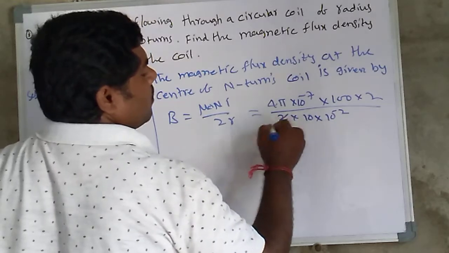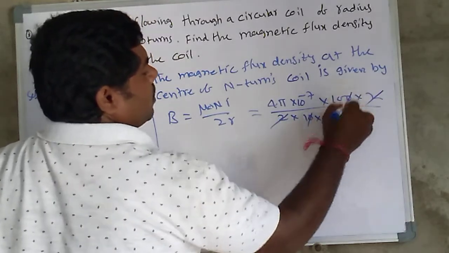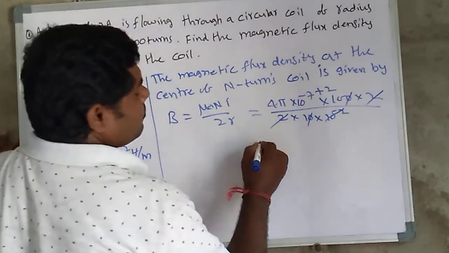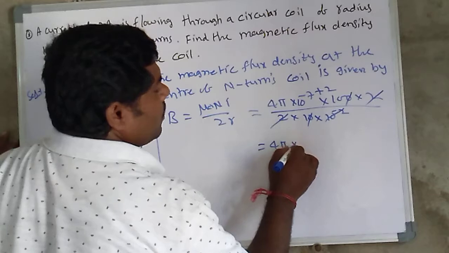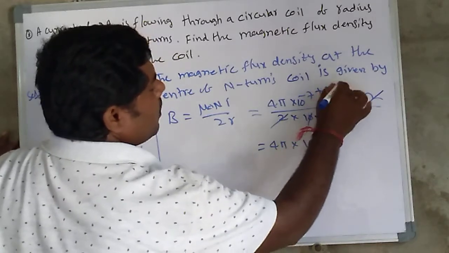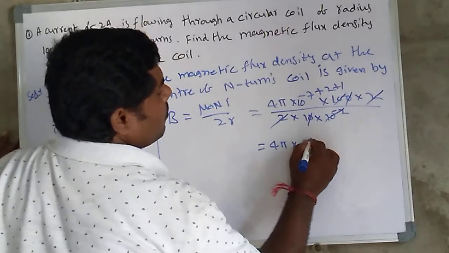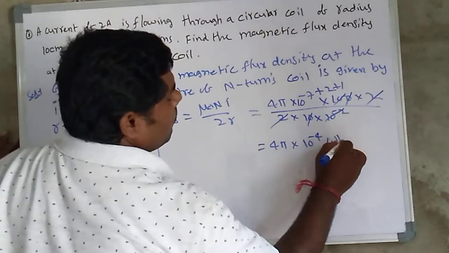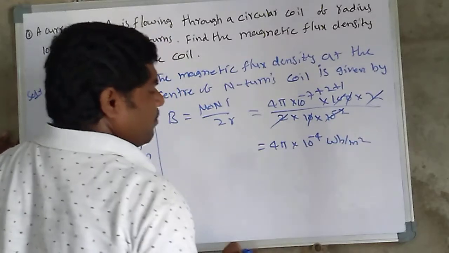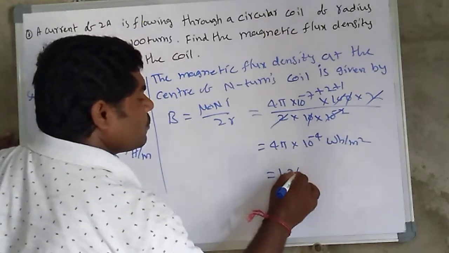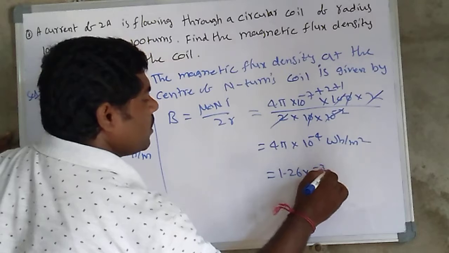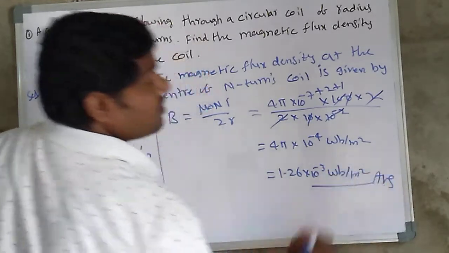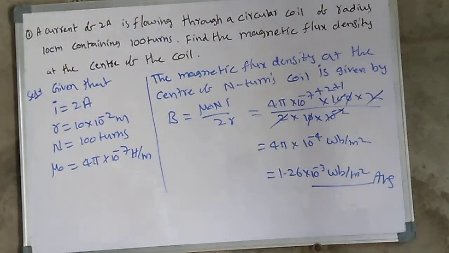So this one gets cancelled, one zero gets cancelled, here the plus 2. So here 4 pi into 10 to the power of, here also plus 1. So 10 to the power of minus 7 plus minus 4. Simply this is in Weber per meter square. Simplify, you will get 1.26 into 10 to the power of minus 3 Weber per meter square. This is the answer to the question.